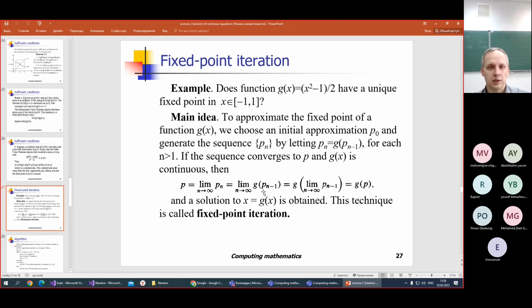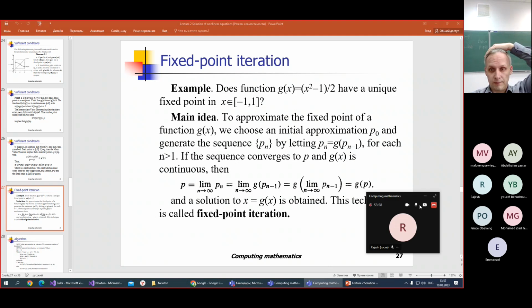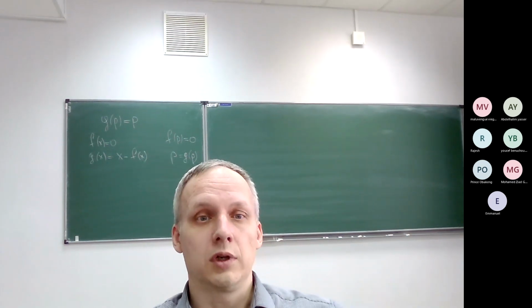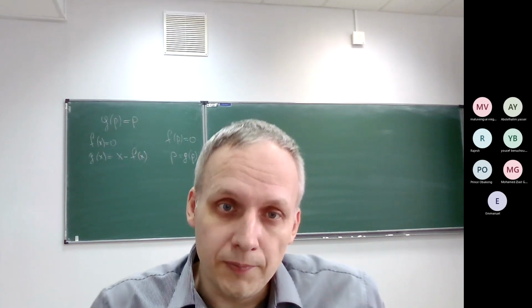Let's consider an example of this theorem. The question is, does the function g of x equal to x squared minus 1 over 2 have a unique fixed point in the interval from -1 to 1? Let me now switch to the board. I stop sharing the screen and I want to write the answer to this question on the board. What should we do?